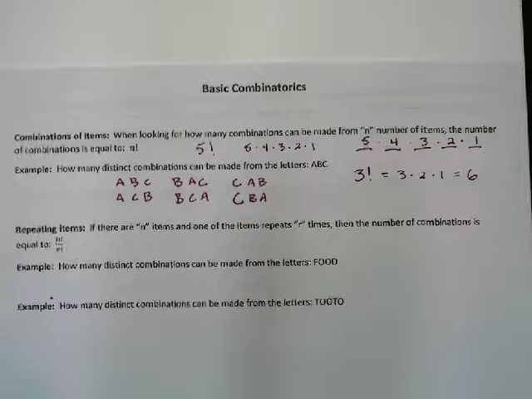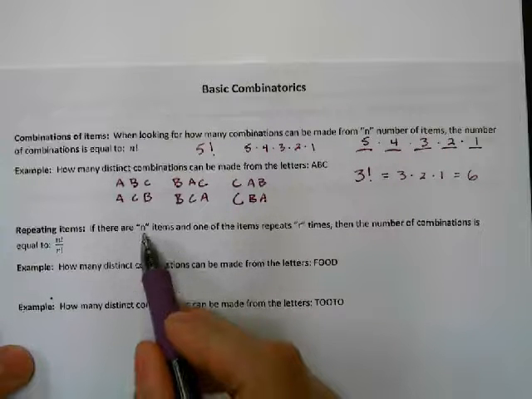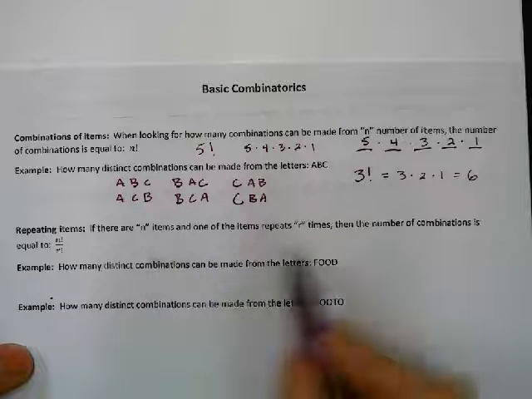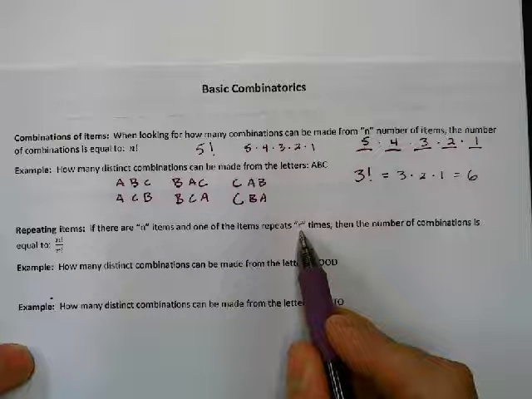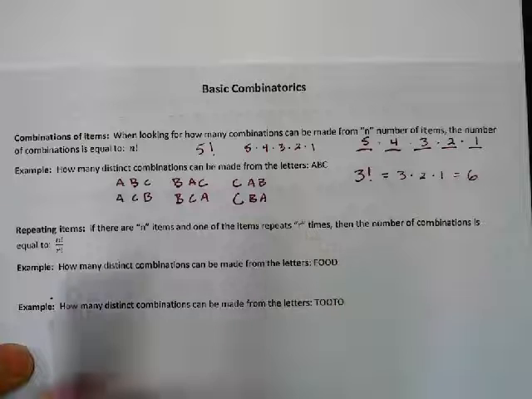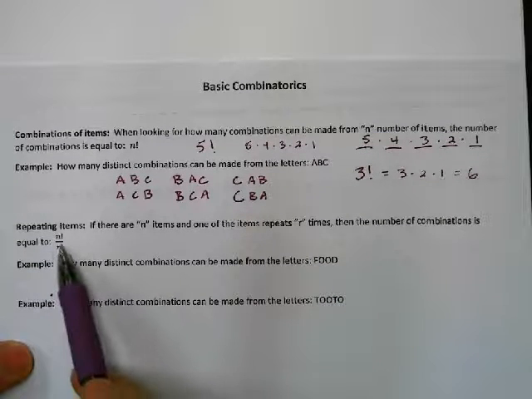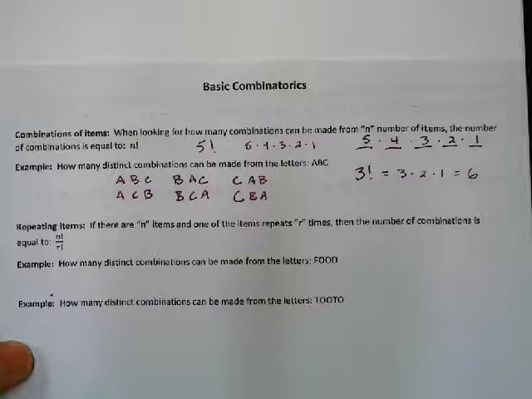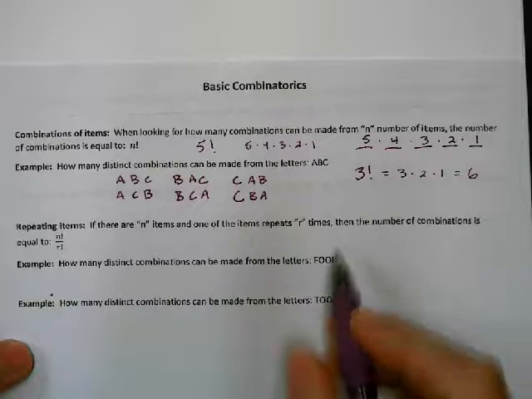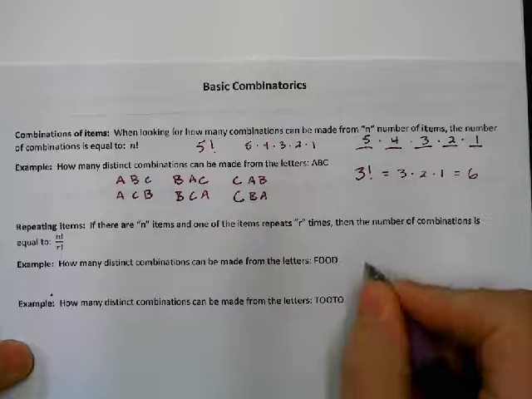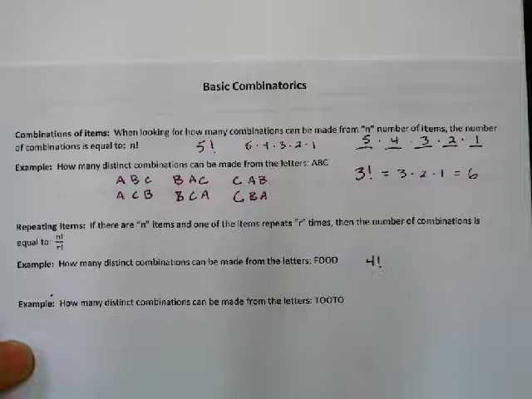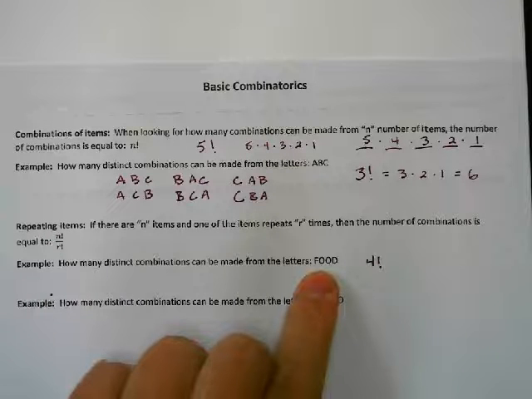Okay, repeating items. So n is going to be the total number of items, and then r is the number of times that it's going to repeat. So we're going to have n factorial divided by r factorial. What's going to happen here is we're going to have double counts in there. So we have to divide out all the things that have been double counted. So in this instance, we have 4 items, 4 factorial. So we could do 4 times 3 times 2 times 1, but 2 of those items are being repeated.